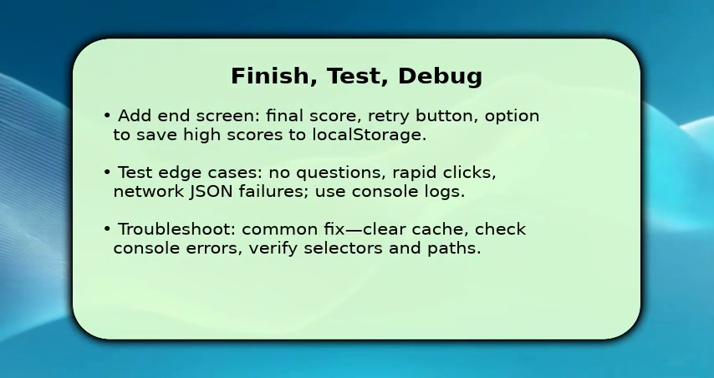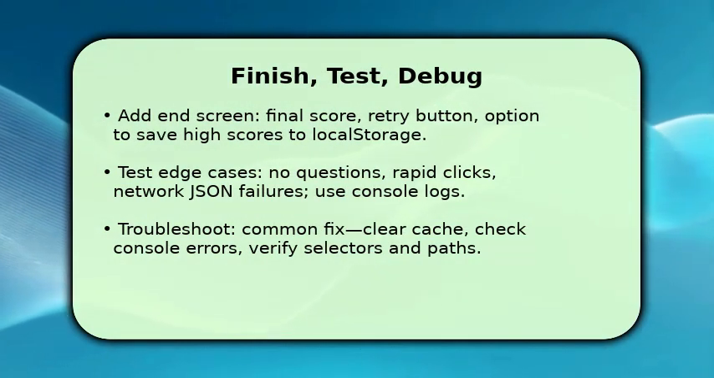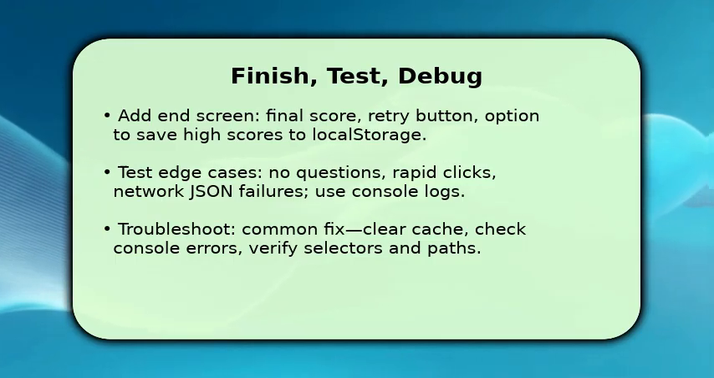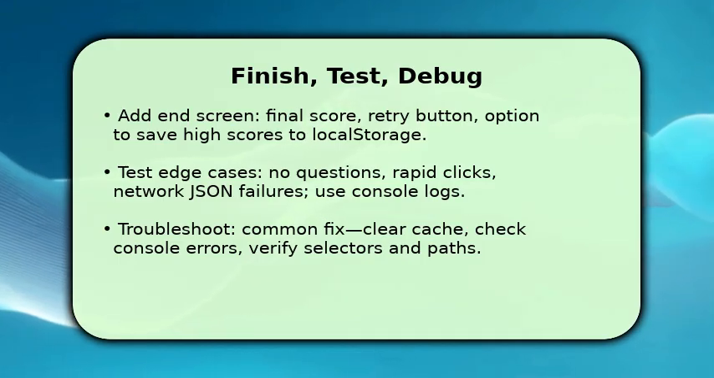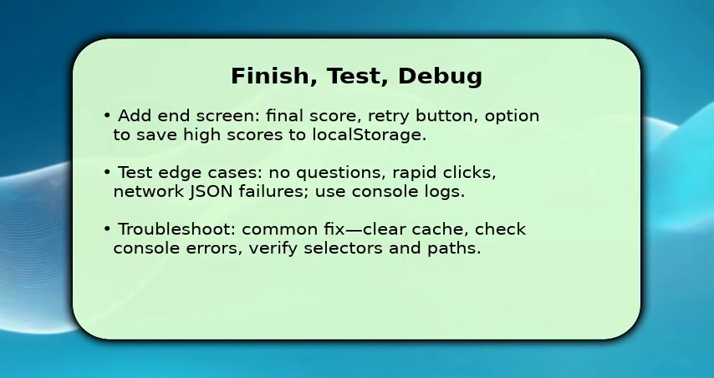You finalize the game by adding an end screen that displays the final score, a retry button, and an option to persist high scores in local storage so progress survives reloads. Then run thorough tests. Simulate empty question sets, rapid multiple clicks, and failed JSON loads to catch race conditions.